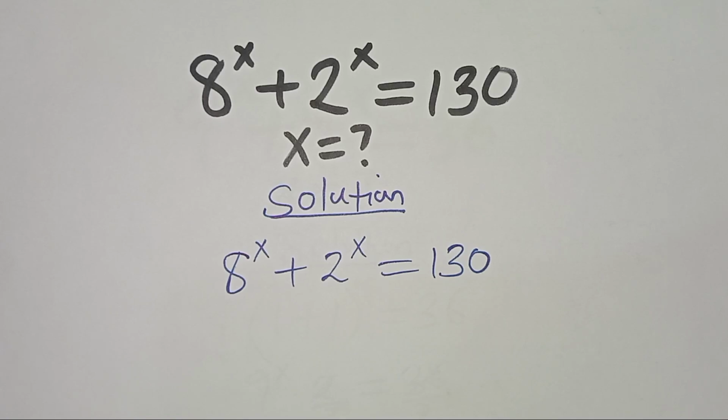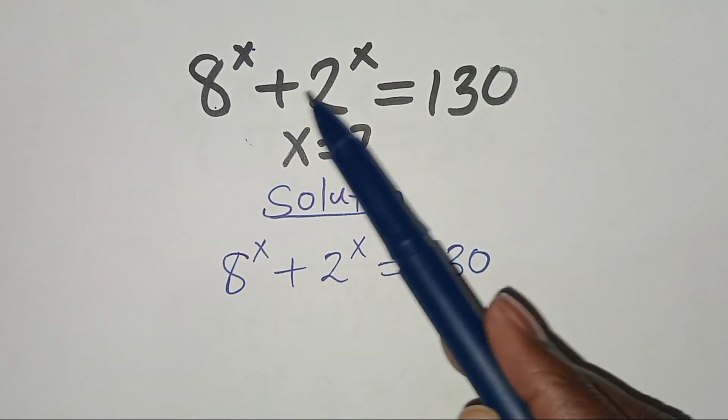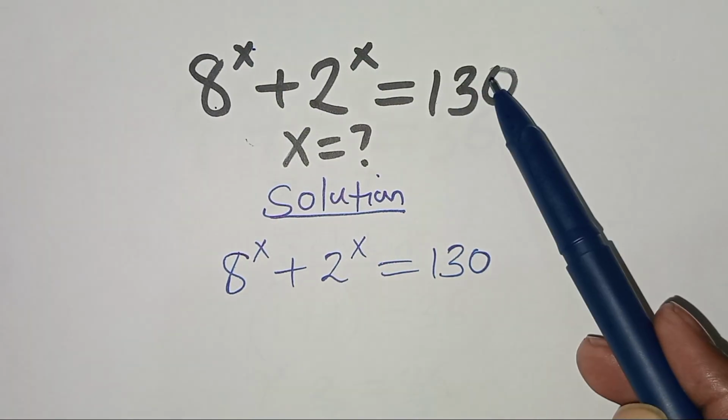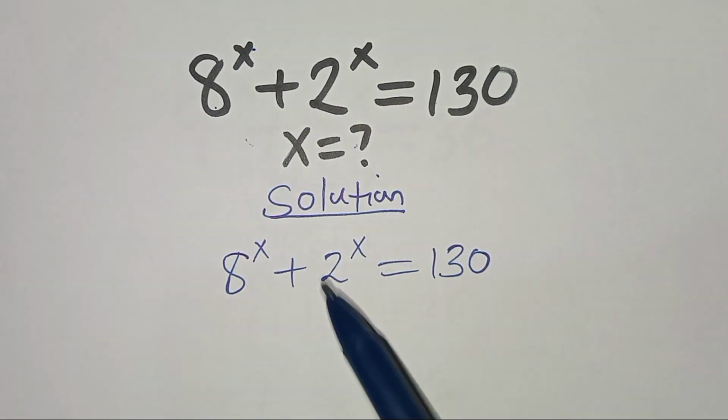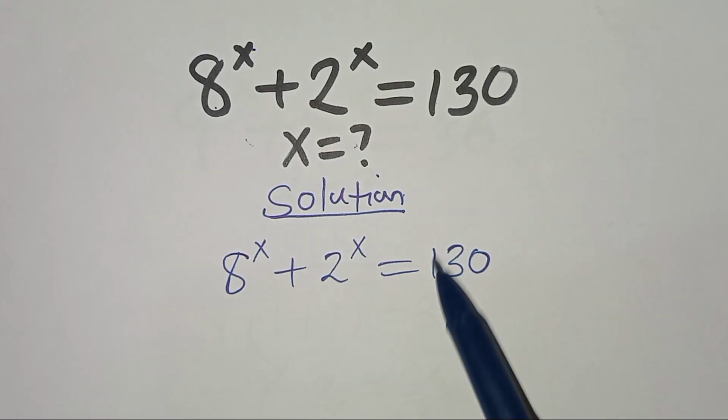Hello everyone, welcome, and let's present a solution to this nice exponential equation: 8 to the power x plus 2 to the power x is equal to 130. So what is the value of x? Solution: we have that 8 to the power x plus 2 to the power x is equal to 130.